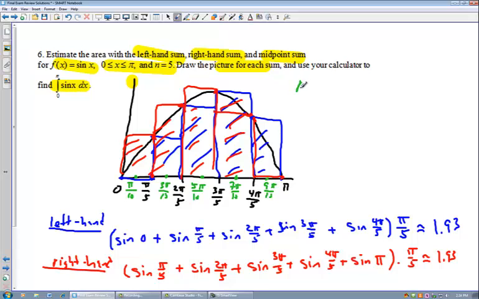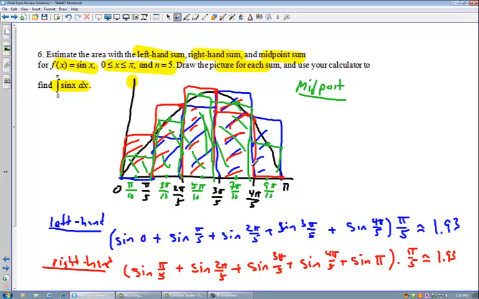And so this is for the midpoint sum. Let's do it right here so you can see what we're doing. For the midpoint, you plug the midpoint into the sine function, and you get this rectangle here. The midpoint, so you get this rectangle right here. Midpoint, so you get that rectangle right there. And again, the midpoint, so you get that rectangle right there. And we've got to figure out the areas of all these rectangles and add them up.